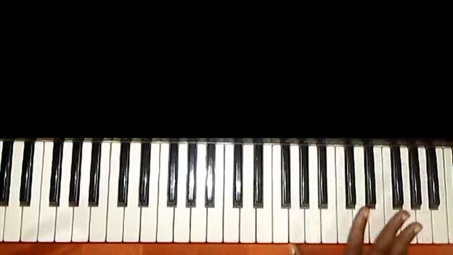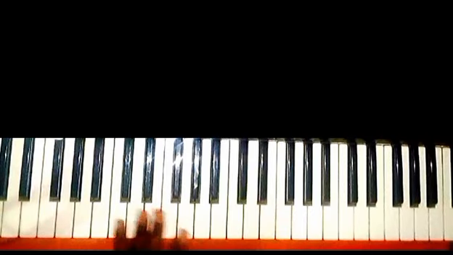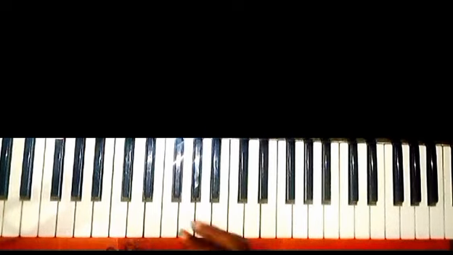The third step, which is actually the main part, is where you do a kind of rough guessing, among the 7 diatonic chords, to find which of the 7 diatonic chords will sound best at each successive chord point in a song, okay. So I just hope you get the idea of this whole thing. It's all about experimenting with different chords among the 7 diatonic chords to know which of them suits your taste, okay.